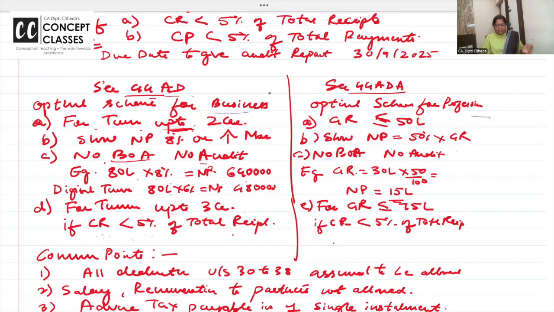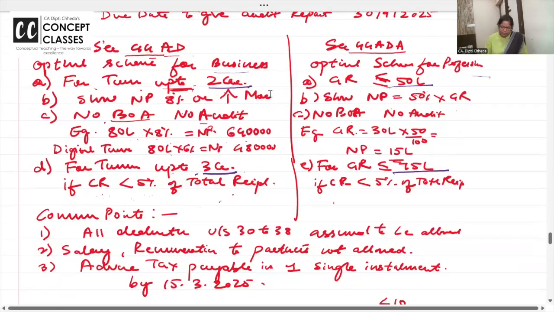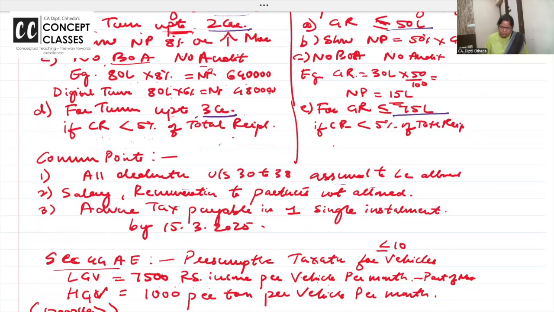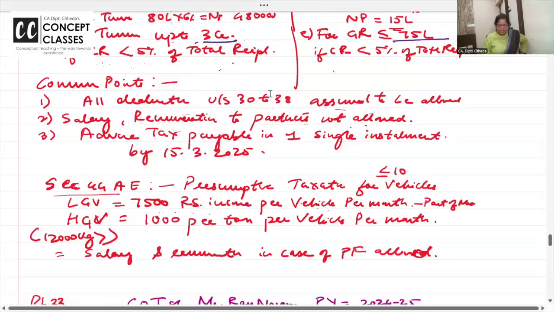If cash receipts are less than 5% of total receipts, then this 2 crore limit is becoming 3 crore. This 50 lakhs is becoming 75 lakhs. That no problem. If you are a professional and you are doing all online receipts, no problem. All deductions are assumed to be given, even salary and remuneration. You know, in the practice batch, when I take 4-5 classes, I'll make you learn this. Advance tax also in single installment.